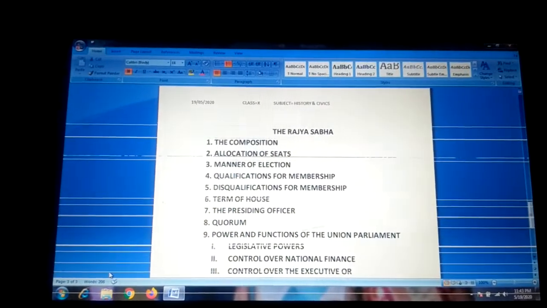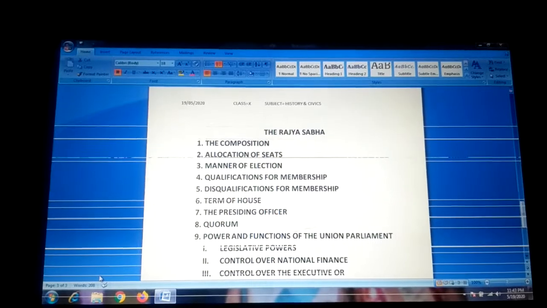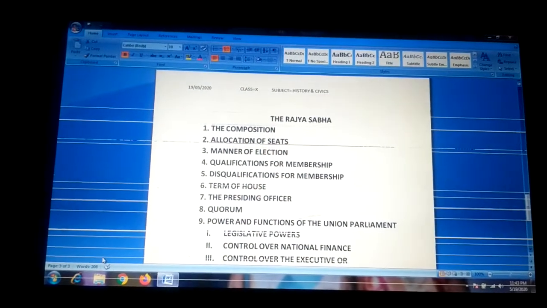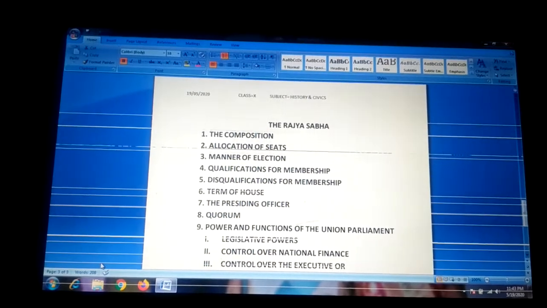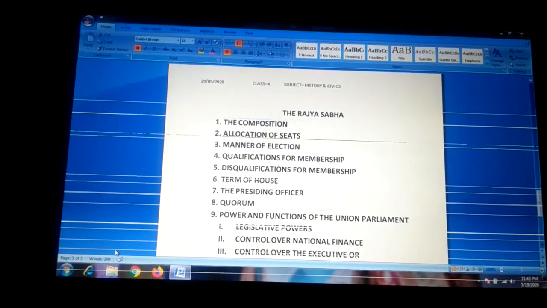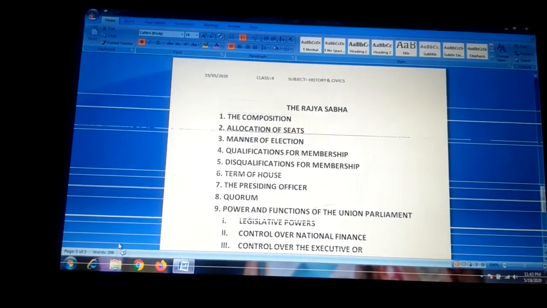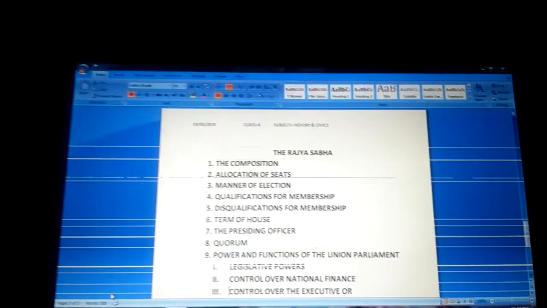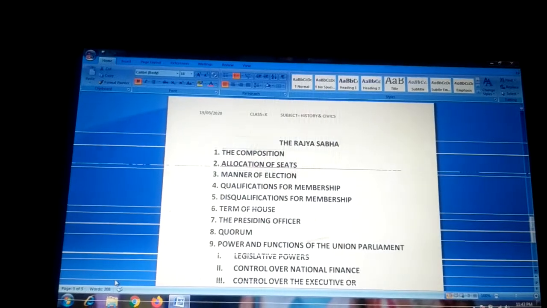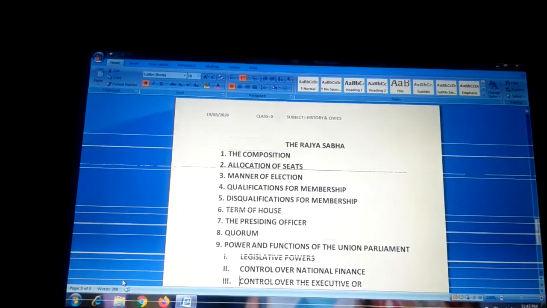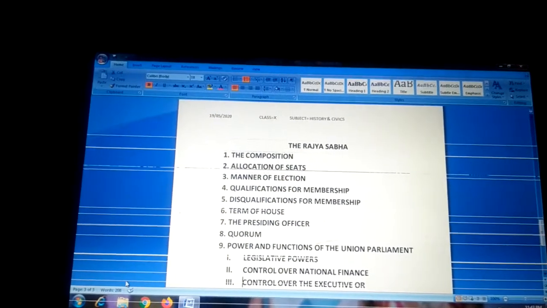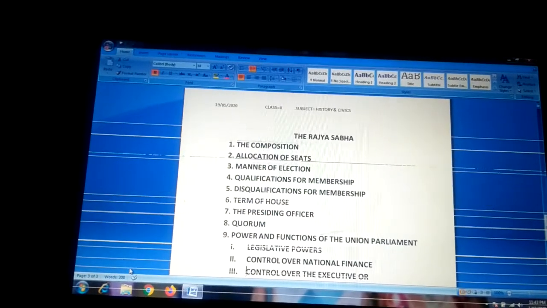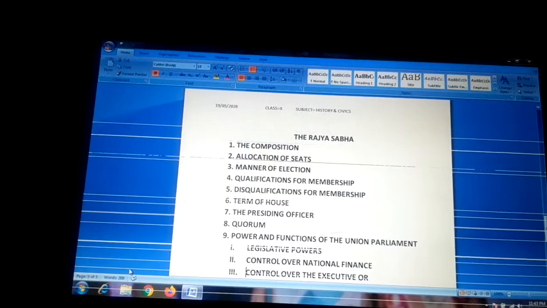Clear? Then we have to know about the power and function of the Union Parliament. There are various kinds of powers. From there, we already know that Parliament today is not a lawmaking body only. It is also a multifunctional institution performing a variety of functions.